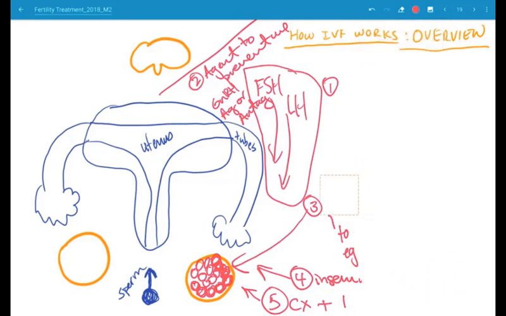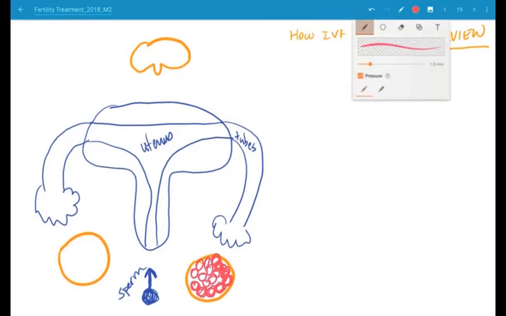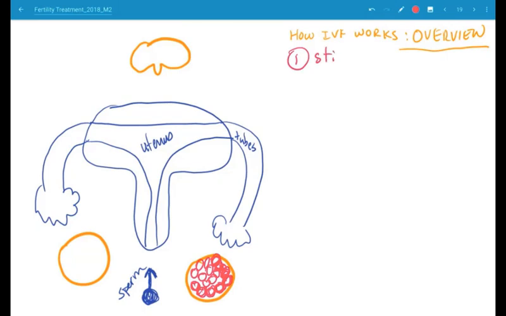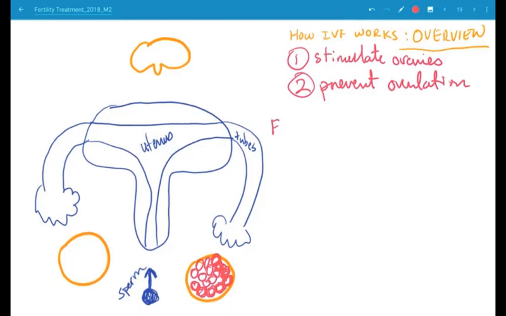Okay, so I'm going to erase this and I'm going to write it a little bit more cleanly. So what's going to happen is the first thing you've got to do is stimulate the ovaries. You have to prevent ovulation, because if you don't, then the patient will ovulate before you have a chance to retrieve the eggs. So that is not good. And in the early days of IVF, that's actually what would happen. So in the early 80s, when they were stimulating using FSH and LH, remember, they didn't have transvaginal ultrasound until 1986, 87.